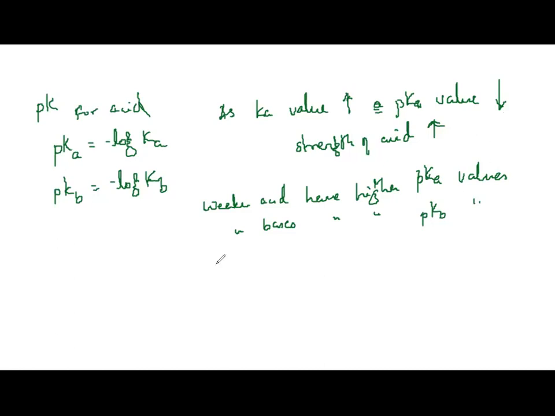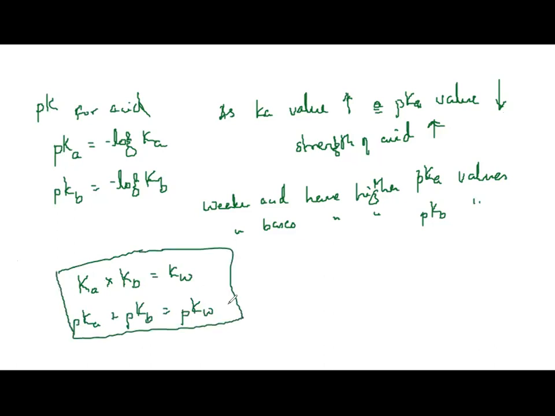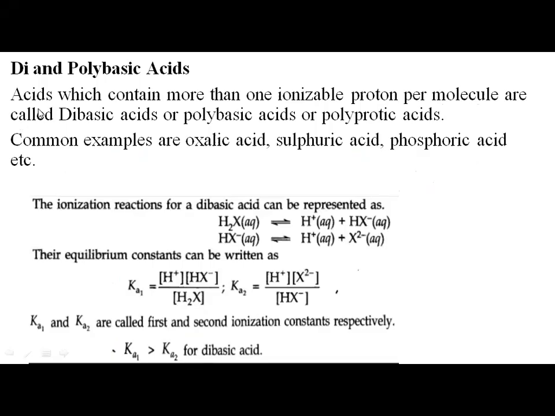So for any conjugate acid-base pair, I can say Ka into Kb is equal to what? Is equal to Kw. Or pKa plus pKb is equal to pKw. Please do remember, for any conjugate acid-base pair, this holds good. And that is equal to 14. It remains fixed. Is that clear? Okay. So this is a small explanation regarding H plus and OH minus ions.